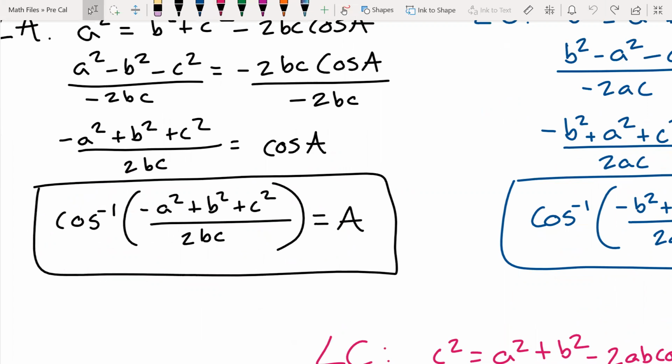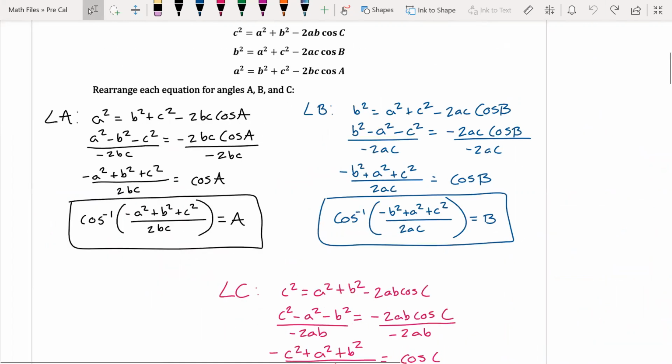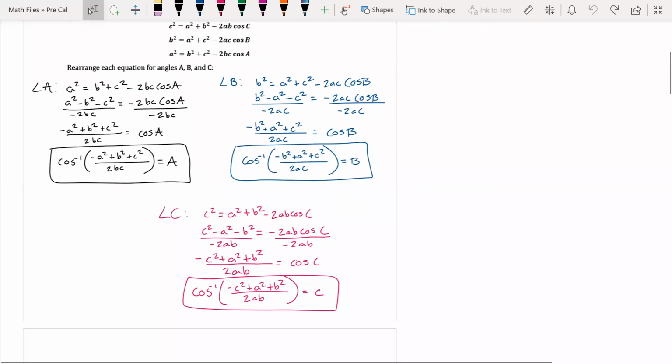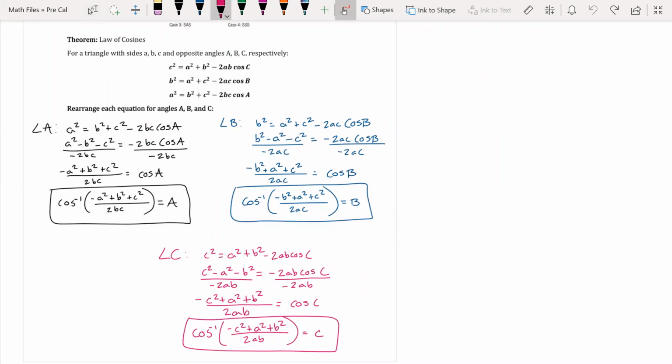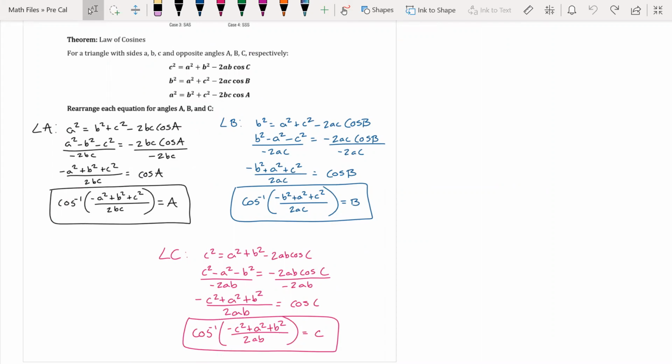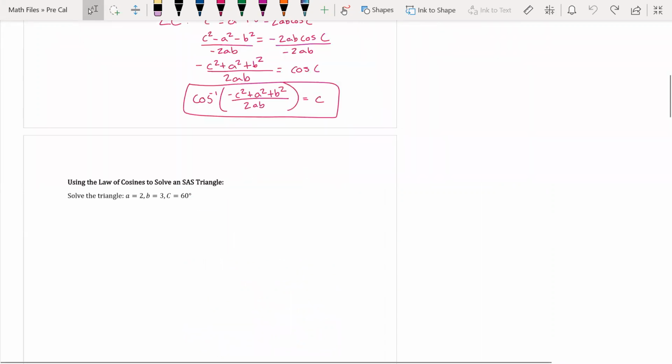And guess what? The process is the same for the next two equations. So if you want angle B, there's the formula, inverse cosine of negative B squared plus A squared plus C squared over 2AC. And then for angle C, it'd be inverse cosine of negative C squared plus A squared plus B squared over 2AB. Okay, those are the equations for the law of cosines. The first three help you solve for the sides, and these last three help you solve for the angles. So this is what we'll be using today. Okay, cool. So definitely need a calculator. All right.